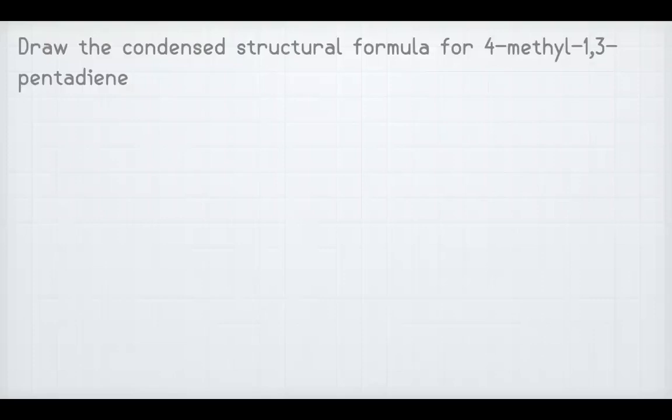Okay, what if I ask you to draw the condensed, I'm going to call it the skeletal line now because I know what the name is, the skeletal structure for 4-methyl-1,3-pentadiene. All right. Drawing structural formulas from the name, like I said before, start at the end and work your way back. So pent tells you there's 5. So start with the skeletal structure for 5 first.